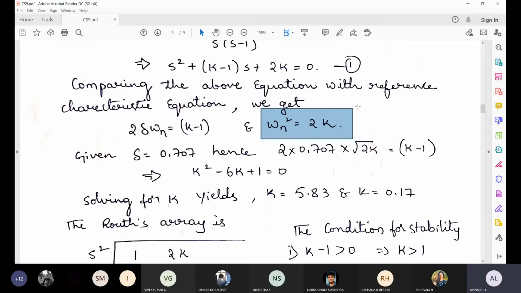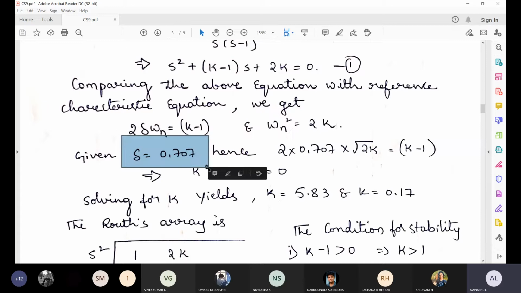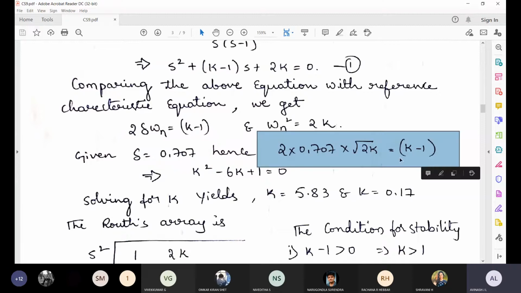Now they have given the value: delta equal to 0.707. Once they give the 0.707 value, we can replace it in the equation. Omega n square equal to 2k, so omega n equal to square root of 2k. When omega n equals square root of 2k and delta is given, you will get 2 into 0.707 into square root of 2k equal to k minus 1. Clear? This is the equation you will get.